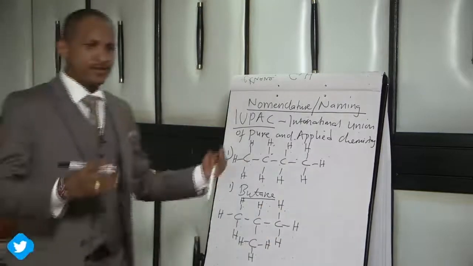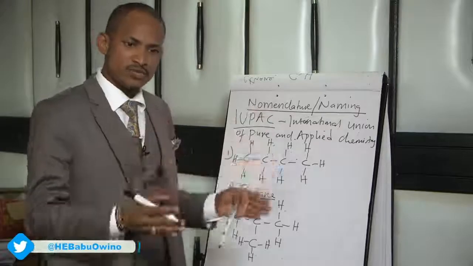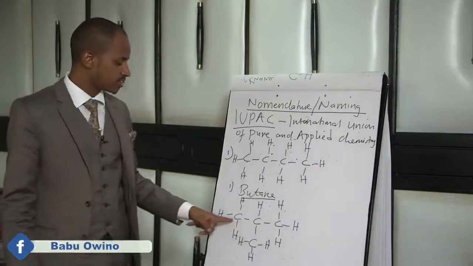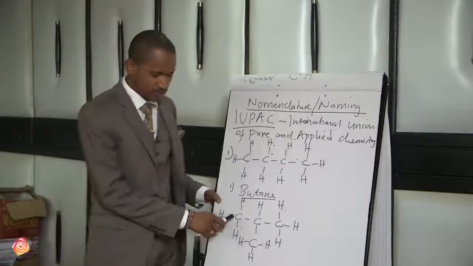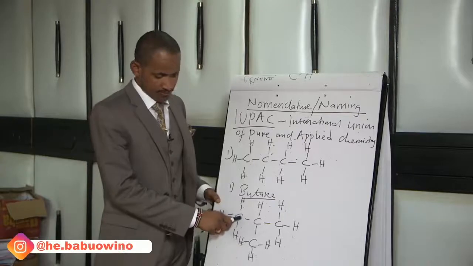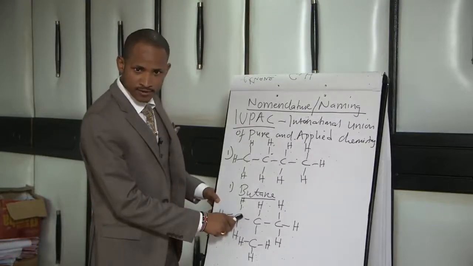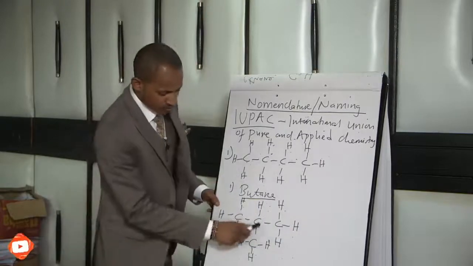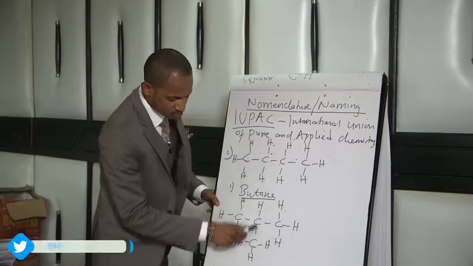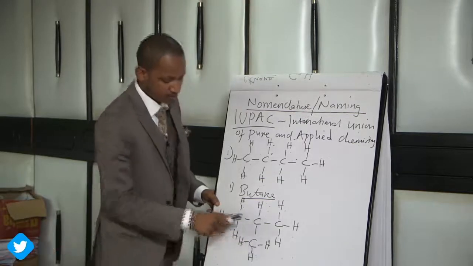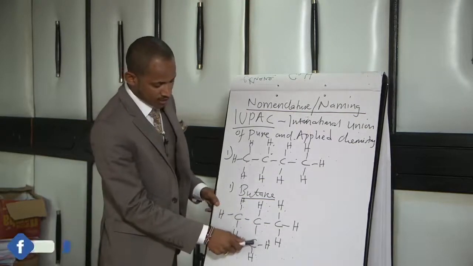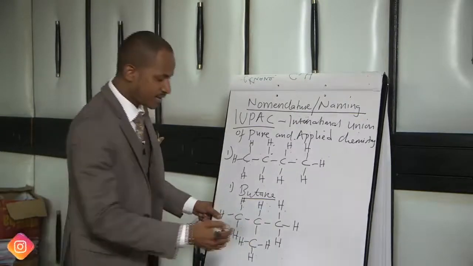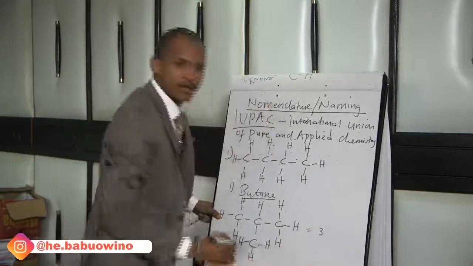The first step in naming: identify the longest continuous carbon chain. In our situation, pay attention, class. Counting 1, 2, 3, moving horizontally, then vertically, or starting from here, 1, 2, 3. Therefore, the longest continuous carbon chain has 3 carbon atoms.